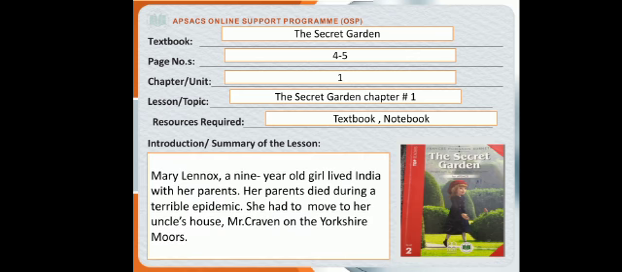Summary of the lesson. Mary Lennox, a 9-year-old girl, lived in India with her parents. Her parents died during a terrible epidemic. She had to move to her uncle's house, Mr. Craven, on the Yorkshire moors.